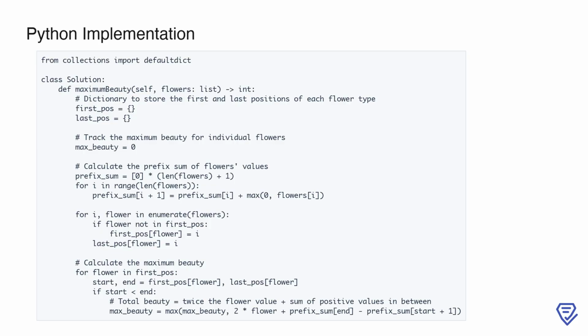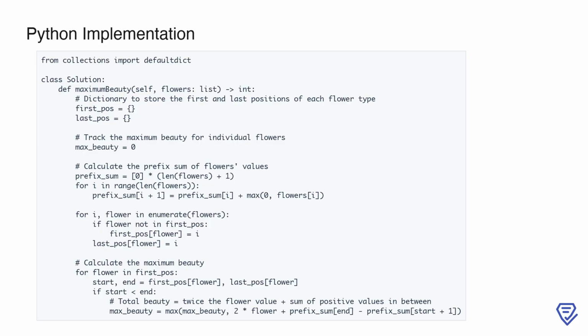Next, we compute the prefix sum of the flowers' values in the list. The prefix_sum array is initialized with one more element than the original list, filled with zeros. This allows us to calculate the cumulative sum of positive values up to any index efficiently. As we iterate through the flowers list, we update the prefix_sum array at each step, adding the maximum of 0 and the current flower value. This ensures that we only include positive values in the sum, as negative values would decrease the overall beauty.